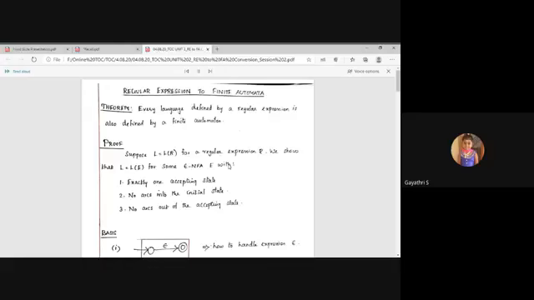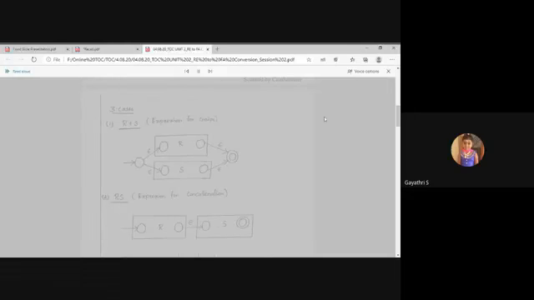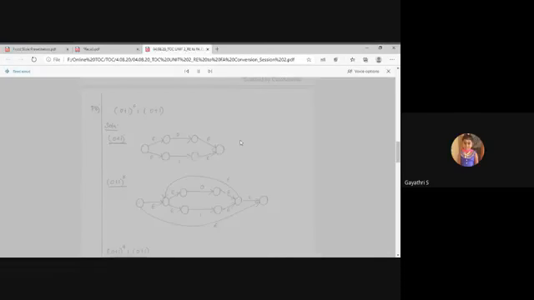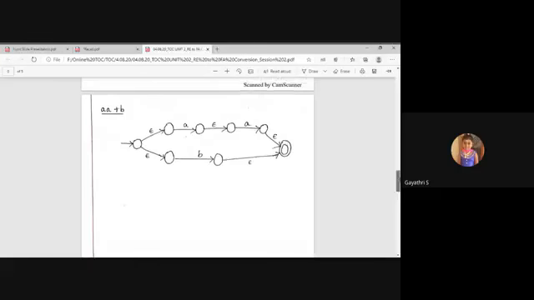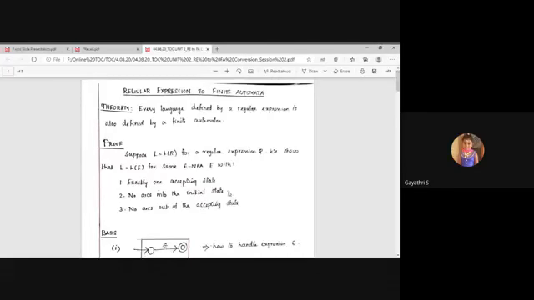Every language defined by a regular expression is also defined by a finite automaton. Automaton is the singular form, automata is the plural form. That's the difference between these two. So every language defined by a regular expression is also defined by a finite automata.